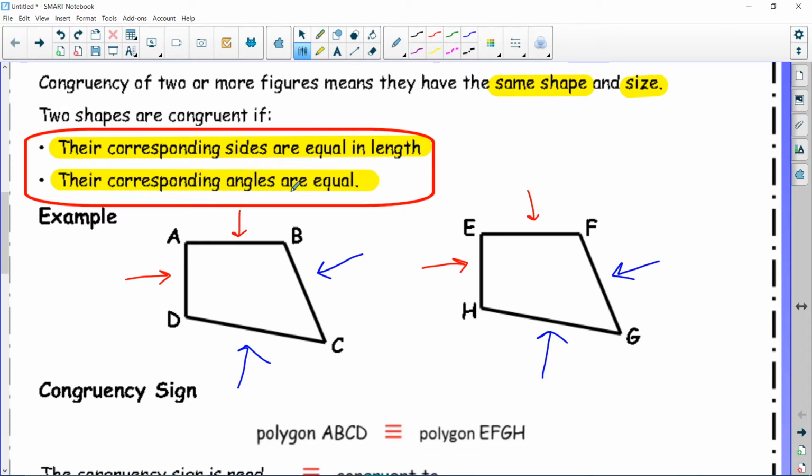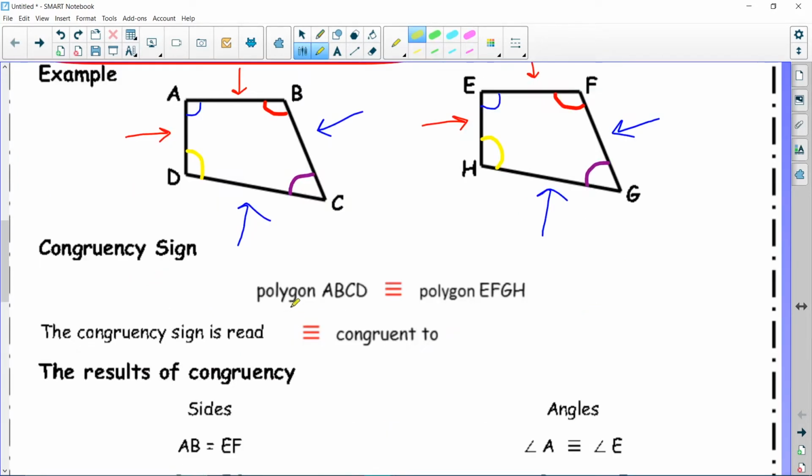Their corresponding angles are equal. This angle A and its corresponding angle here must be equal. Angle B must equal angle F. Angle H must equal angle D, and angle C must equal angle G. Then we can say polygon ABCD is congruent to polygon EFGH. This congruency sign is read "congruent to."